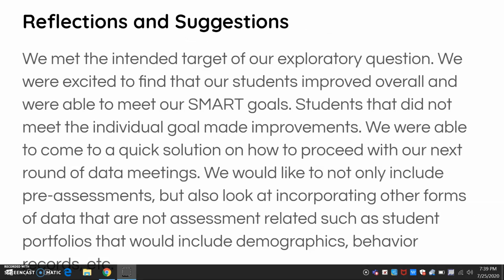And just for reflection and a few suggestions. We met the intended target. Students improved and met our SMART goals. We will look to incorporate different forms of assessments. We also will want to include more data such as student portfolios that will include demographics, behavior records, etc.